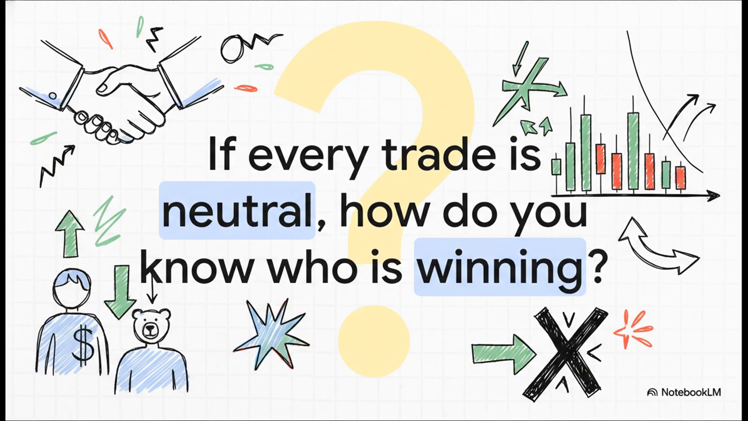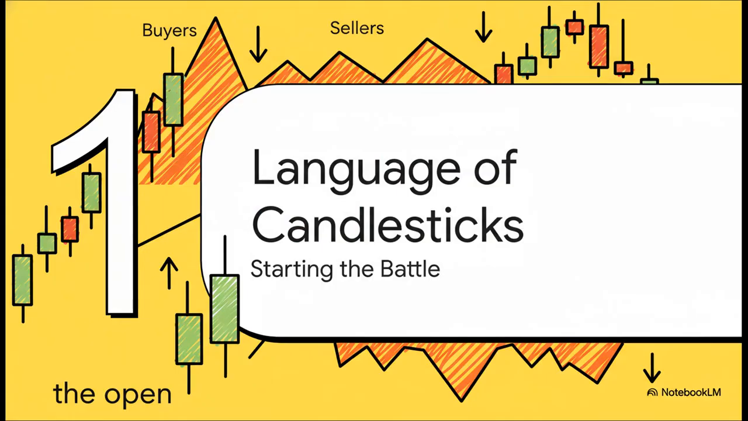So that leads to the big question, right? If every single transaction starts from this neutral point, this perfect balance, how do we ever see a winner? How does the price even move? And more importantly for us, how can we tell who's actually in control of the battle? Well, the answer is all about learning the language of the chart. And we're going to start with its most fundamental word, the open.